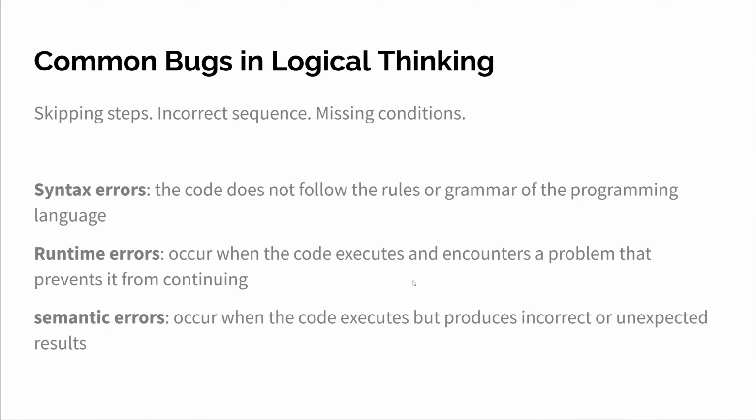Now it's constant, so the constant value cannot be changed, but you try to change it in the code. So this is a runtime error, and the IDE, or VS Code, for instance, the development environment, will tell you there is a runtime error. Finally, we have semantic errors, and they happen when you execute the code. It works, but you would have incorrect or unexpected results.